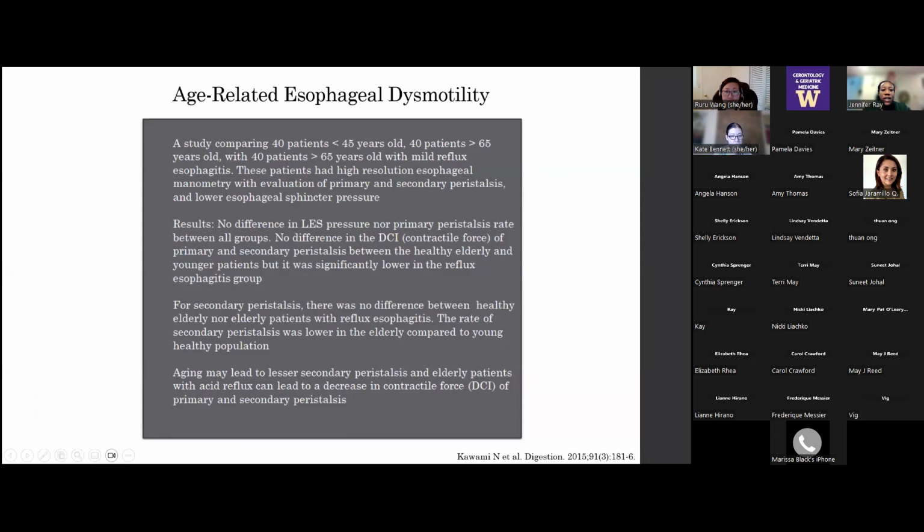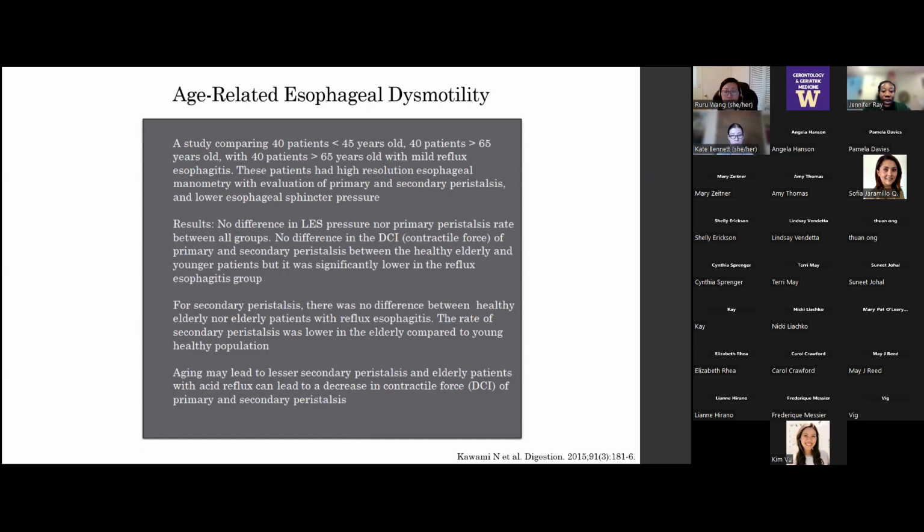This is a study I found looking at age-related esophageal dysmotility. So this study was comparing 3 different patient populations. One was younger patients, less than 45 years old. The other population was healthy patients over 65 years old for the geriatric population. And then they also looked at a geriatric population with mild reflux esophagitis.